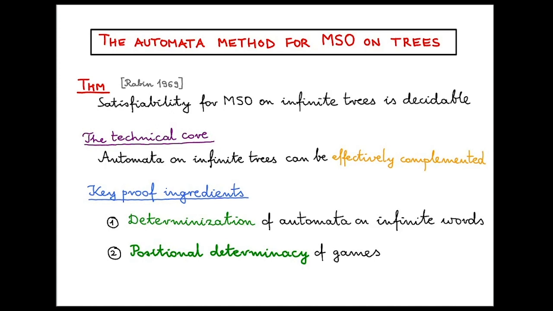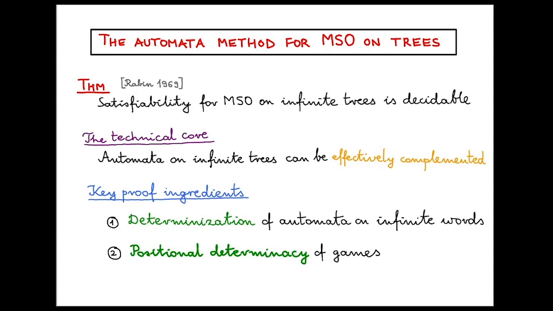Our first motivating example of the uses of games on graphs, and parity games in particular, is the famous result of Rabin that satisfiability for the monadic second-order logic on infinite trees is decidable. So this is one of those first and very influential examples of the use of the automata method that Mikołaj's tutorial is about, for showing decidability of logics.